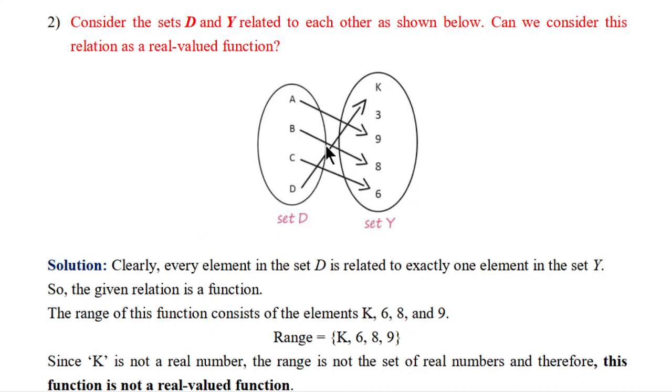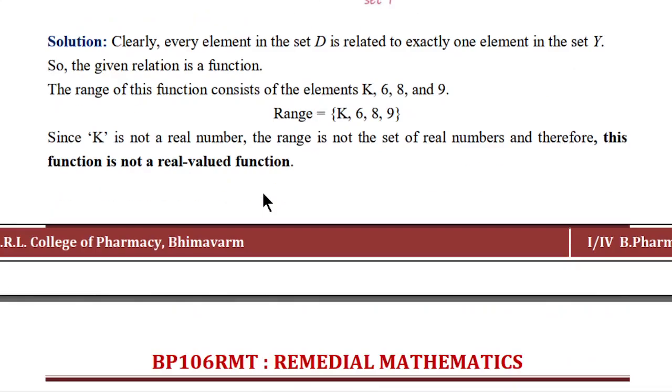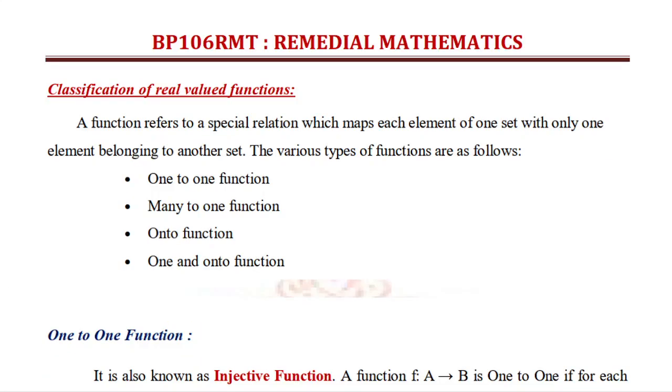It's a function. The range of the function consists of K, 6, 8, 9. So 3 is not mapped to any element in the domain, so it's not in the range. So the range is K, 6, 8, 9. Since K is not a real number, the range is not a set of real numbers. Therefore, this function is not a real valued function. The next topic is classification of real valued functions.